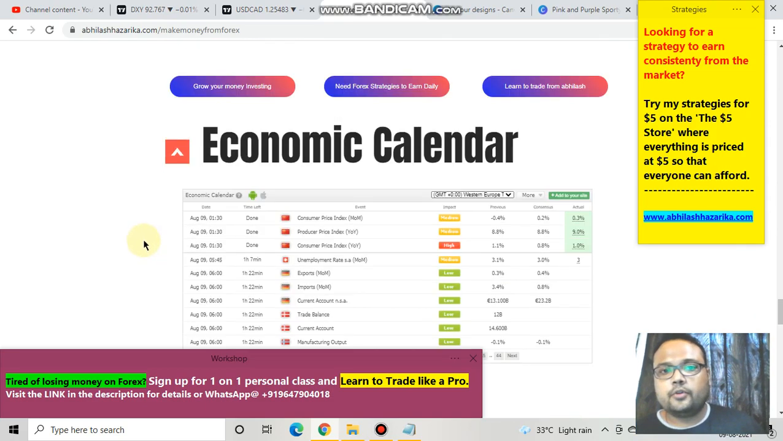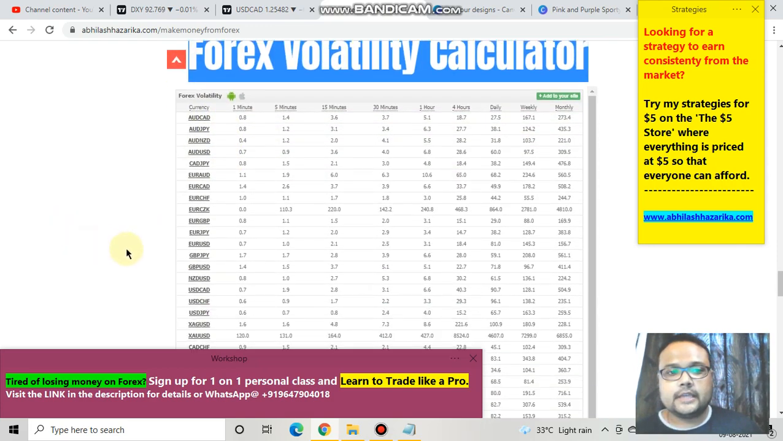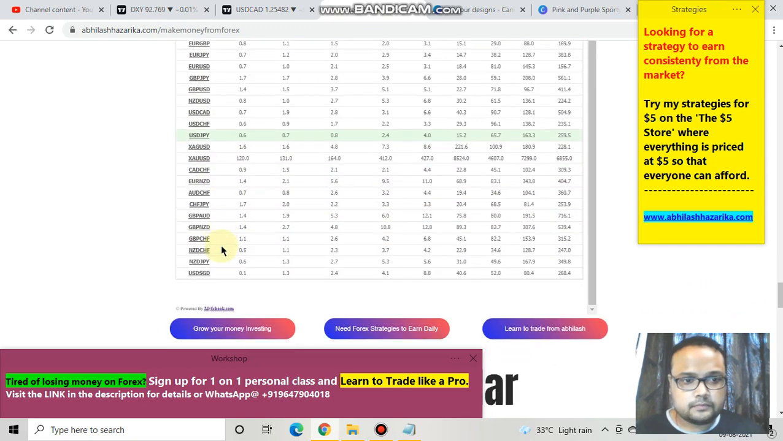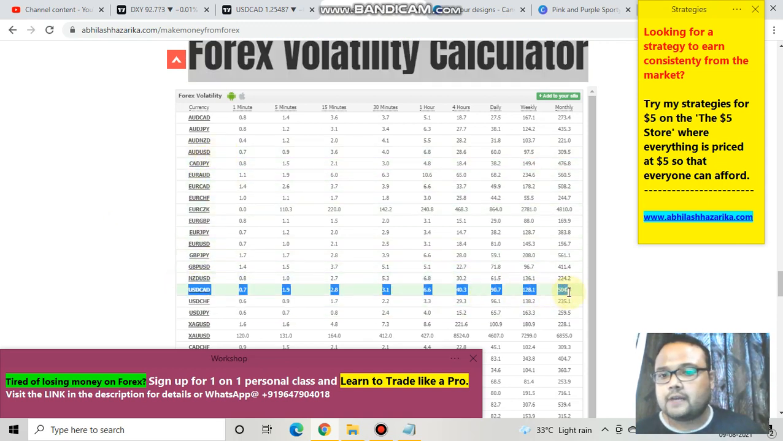Anyways, if you go to the Forex volatility calculator here, you can see USD CAD. See, this is the USD CAD. If you're thinking how much volatility or how much movement you can expect on the USD CAD, then you can see that in the 15-minute chart you can expect a movement of 2.8 pips. In the 30-minute chart you can expect a movement of 3.1 pips. In the 4-hour chart you can expect a movement of 40 pips only.